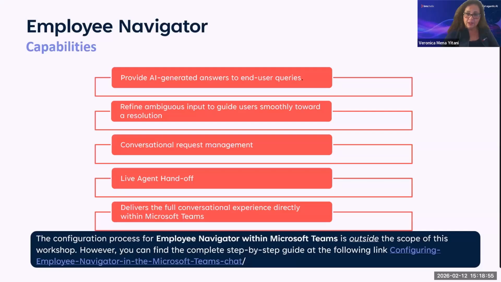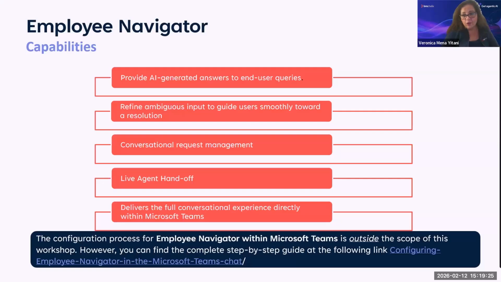Our agent is smart enough to handle ambiguity. If a user's input is unclear, the Employee Navigator will ask refining questions to guide them smoothly towards the resolution. It doesn't just provide information, it acts. Users can manage service requests through a simple conversation, which is much more intuitive than traditional forms. If a request is fully compliant, the system facilitates a conversational approval.